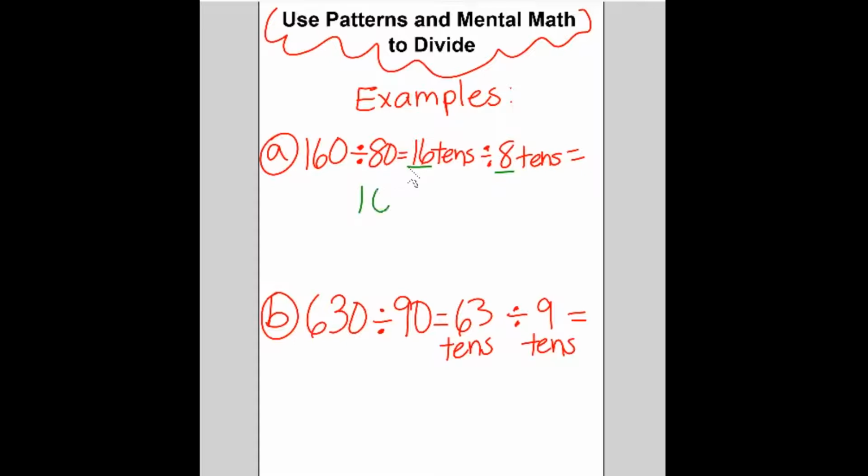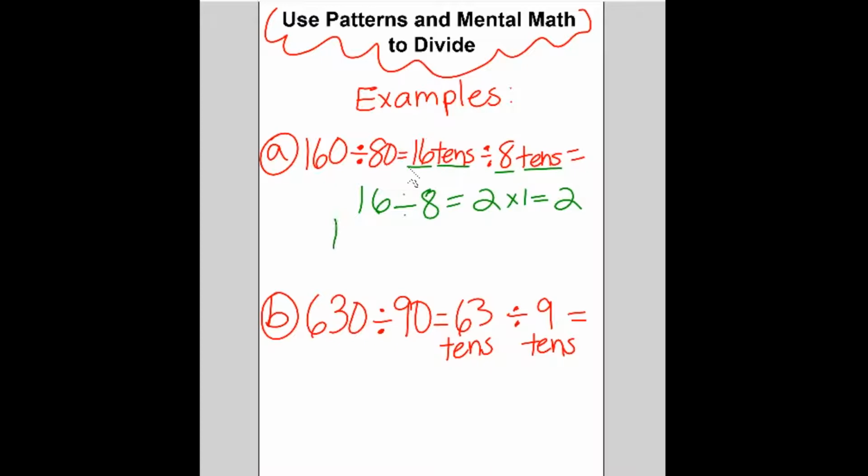What is 16 divided by 8? 16 divided by 8 equals 2, right? And now we have our zeros to worry about. What is 10 divided by 10? 10 divided by 10 is 1. So there would be nothing really to do but to multiply by 1, which is still going to equal 2. So that's basically our answer.